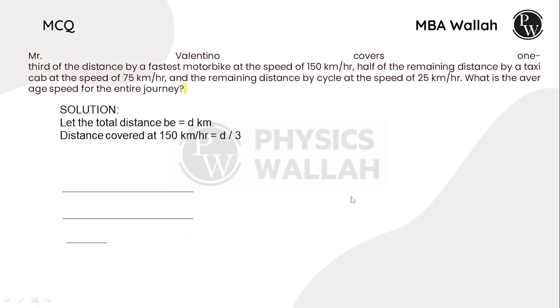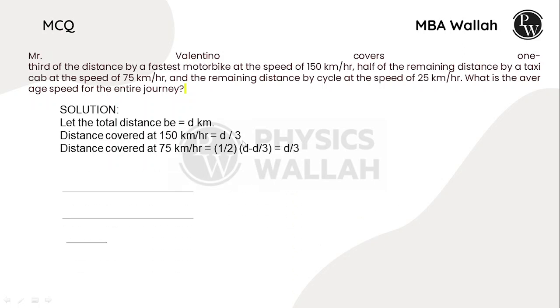Now distance covered at 150 km per hour equals D by 3. As per the question, Mr. Valentino covers one-third of the total distance by the fastest motorbike at the speed of 150 km per hour. So distance covered at 150 km per hour equals one-third of the total distance, that is D by 3 kilometers.